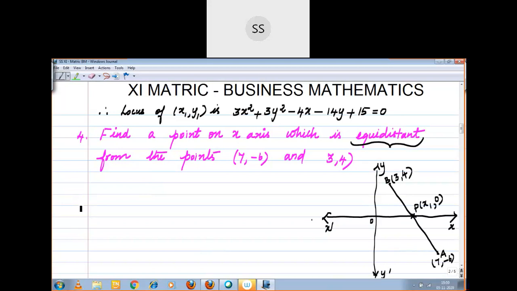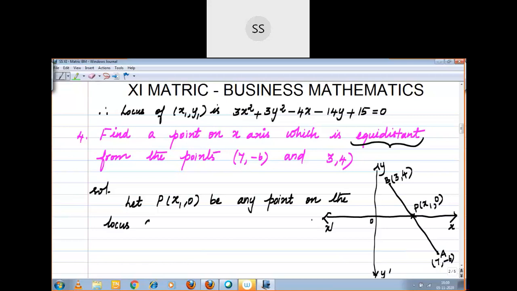Then they said a point on x-axis. That means the point is located here, that we are going to consider as x1, 0. And one more word they said, it is equidistant. Equidistant means what? PA equal to PB. That is the meaning. Equal distance. Right? The P divides AB equally, 1:1 ratio.